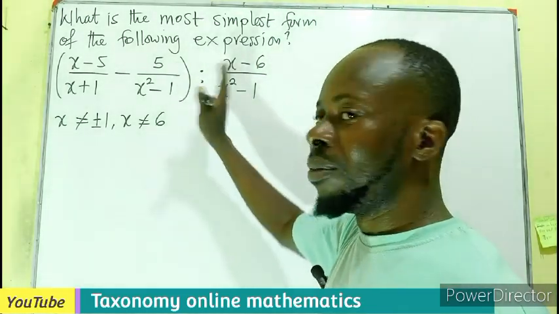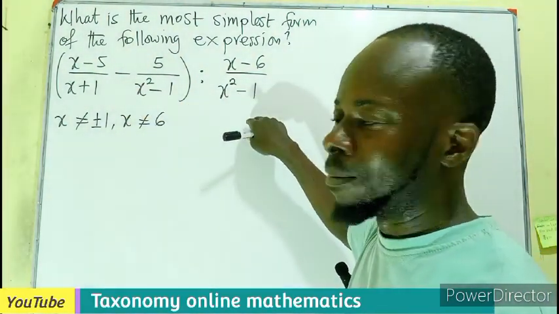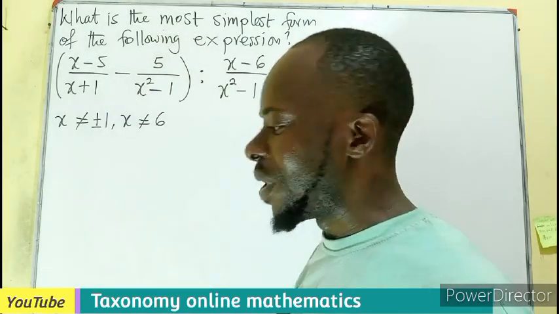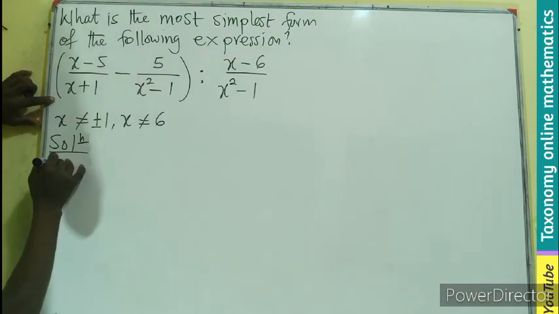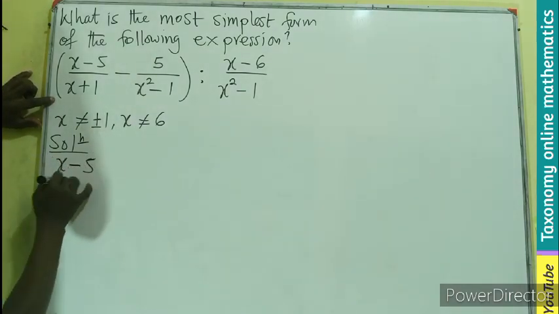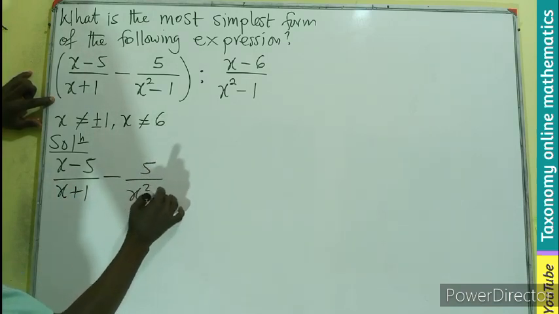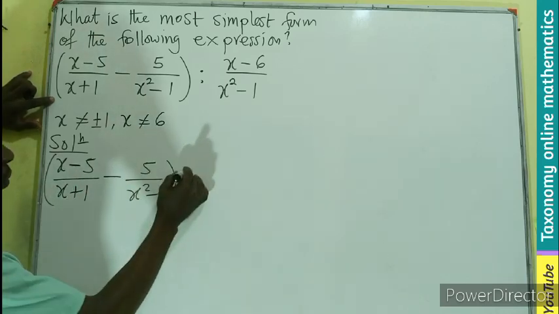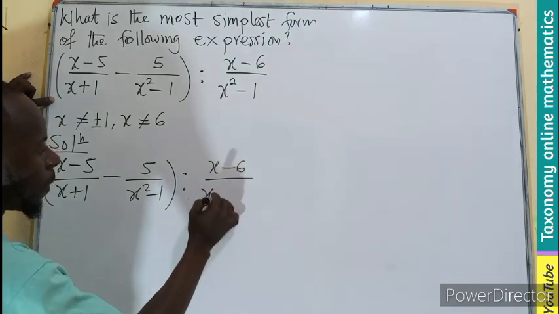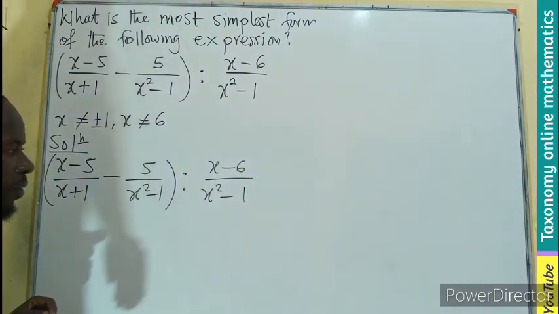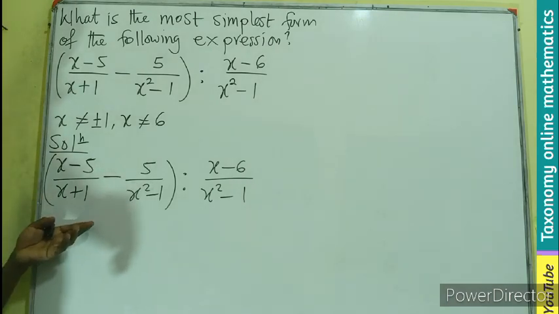So this simply means both terms can be divided. This could be the numerator, this could be the denominator. But before then, let's simplify the first bracket. So with this, what we do is that we look for the LCM of the bracket fractions.